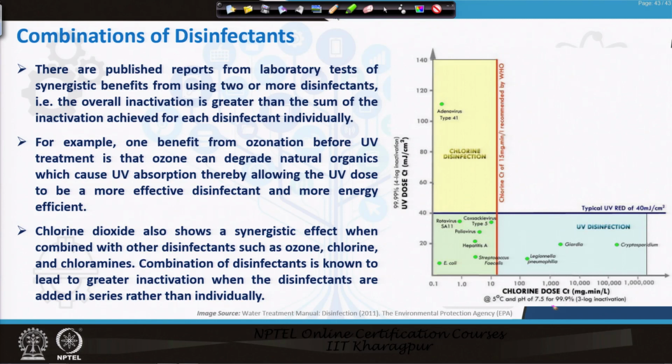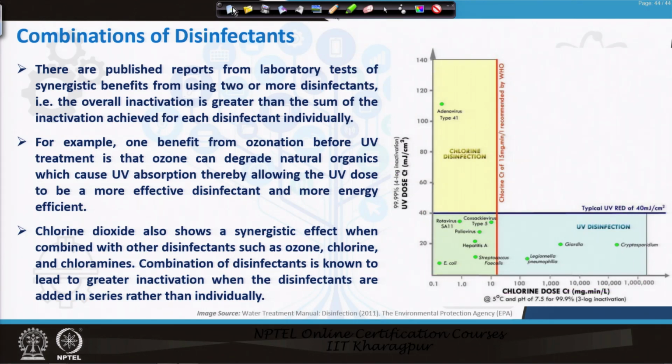Similarly, if you are putting in chlorine, chlorine is very effective in removing all these compounds at a lower dose, but if you want to remove cryptosporidium, you need to add chlorine doses up to here or say up to here. So then you need to add this much amount of chlorine. On the other hand, for complete removal, you need to ensure this much amount of UV exposure.